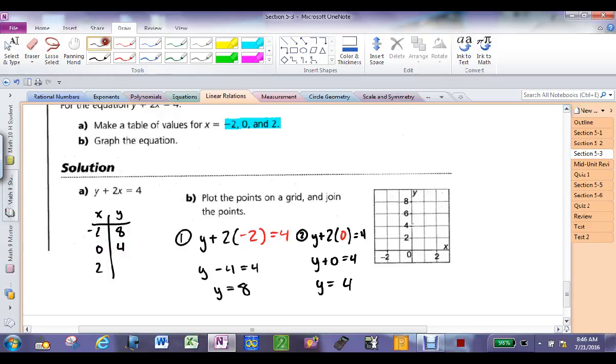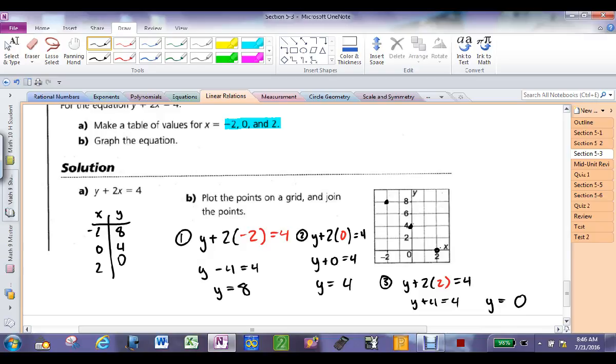Then you do the third one, which is what? Y plus 2 times what? 2 equals 4. Y plus 4 equals 4. Y equals 0. And then I graph it. -2, 8. 0, 4. 2, 0.